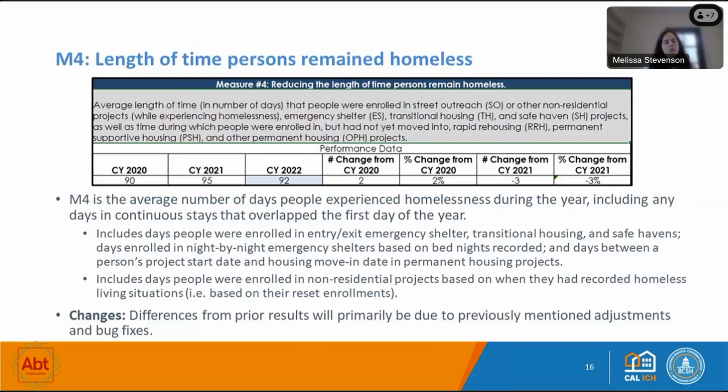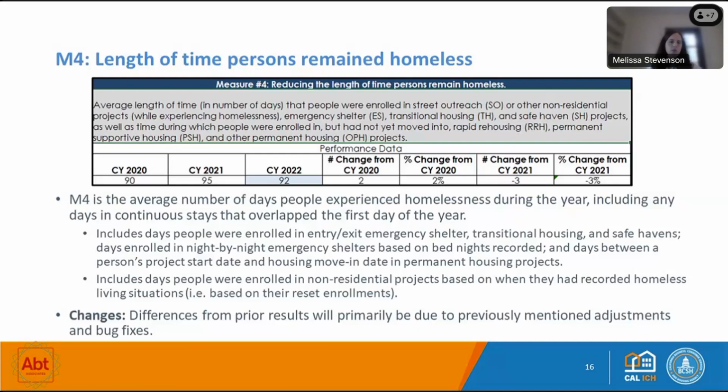So if, for example, someone entered in December and they were still experiencing homelessness in that project and their enrollment went into the next year, that whole time will be counted, as well as any other days they experienced homelessness during that year. And so we averaged those, and it includes any days people were enrolled in entry-exit emergency shelter, transitional housing and safe havens.